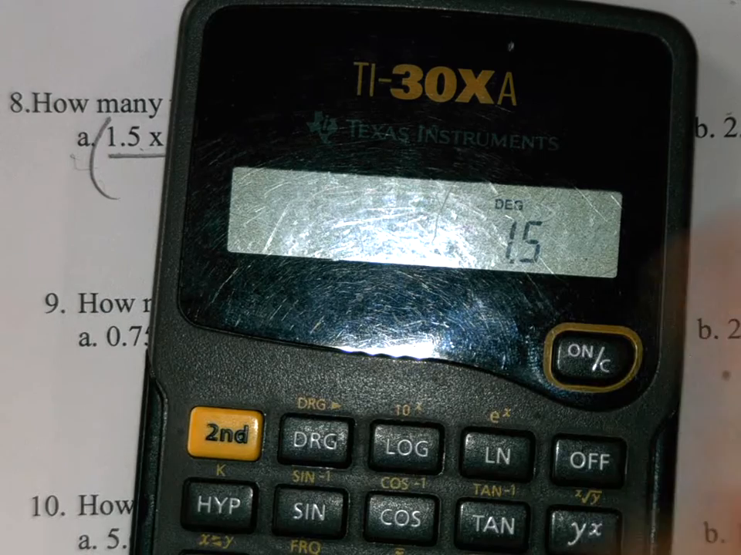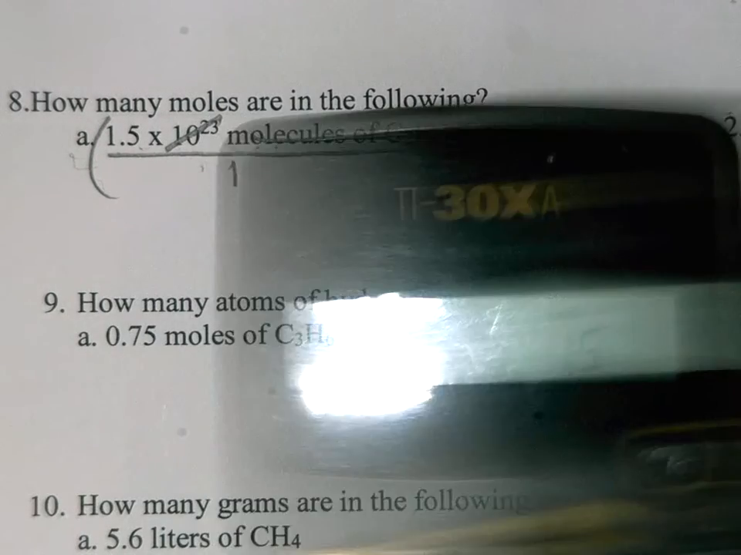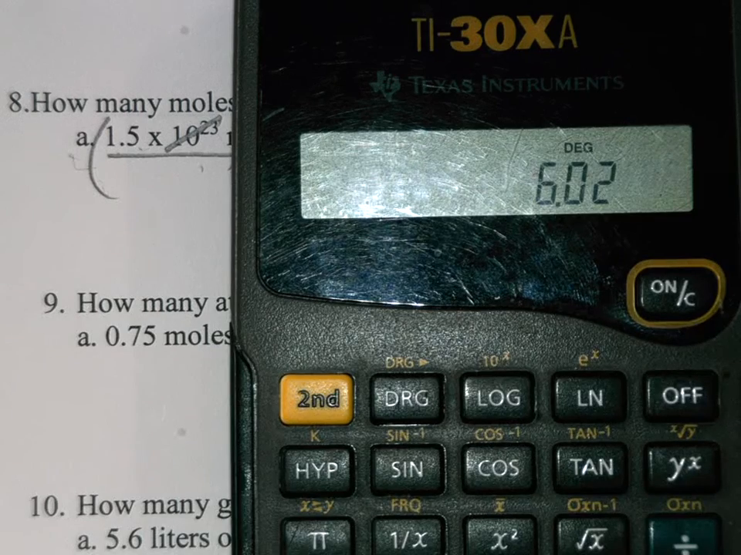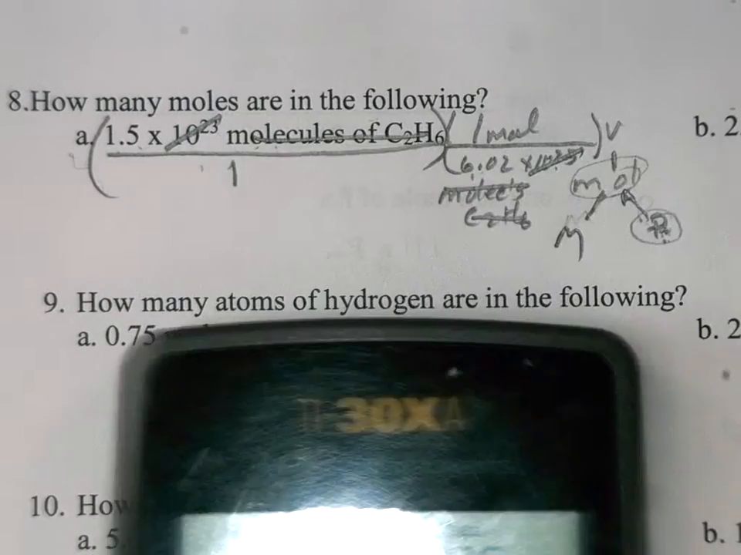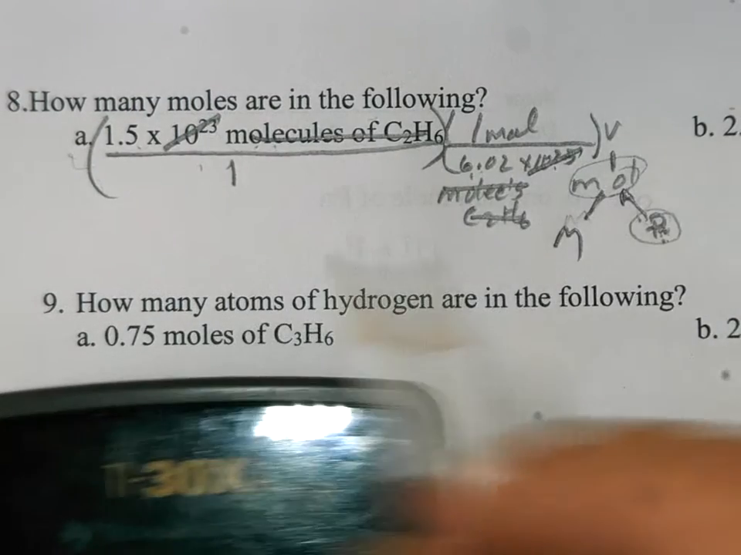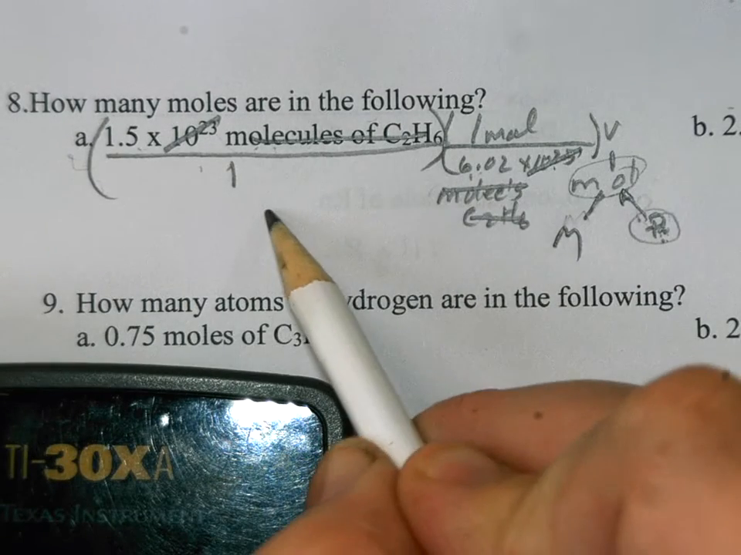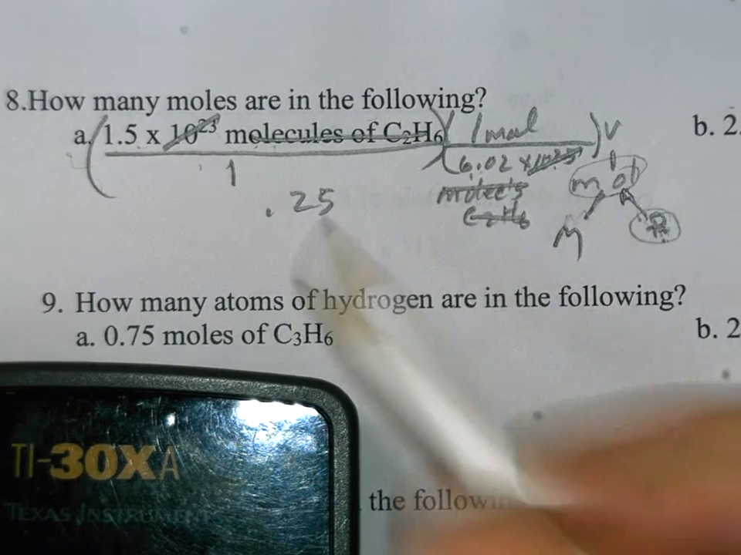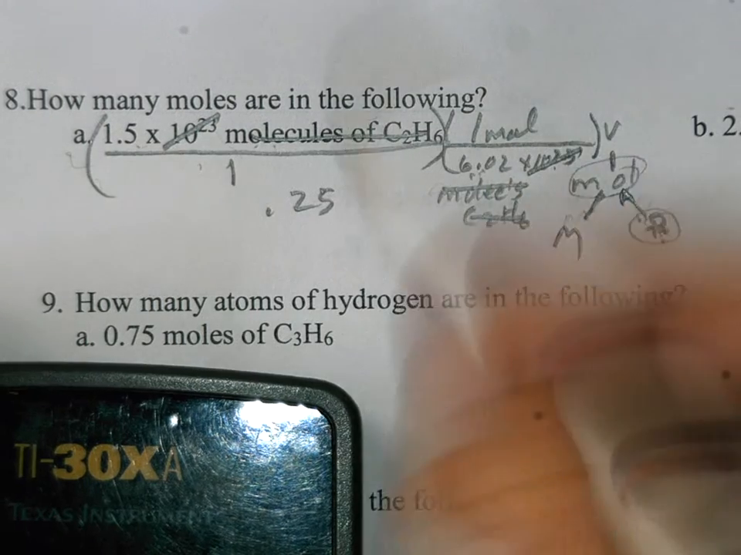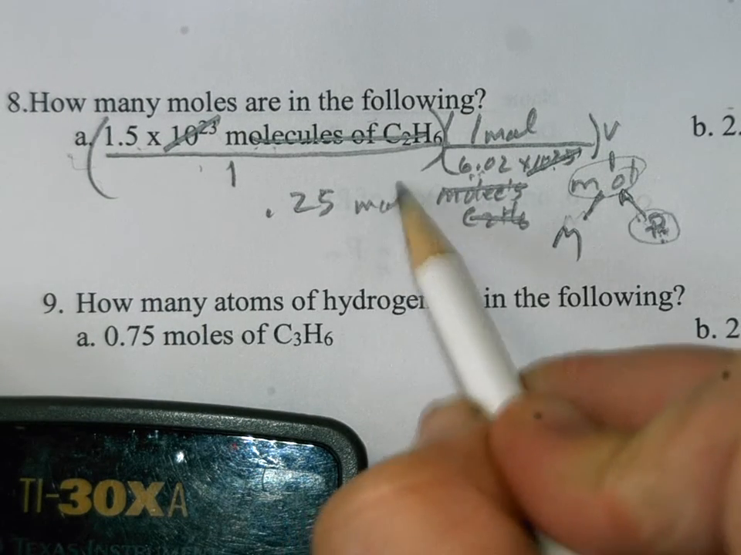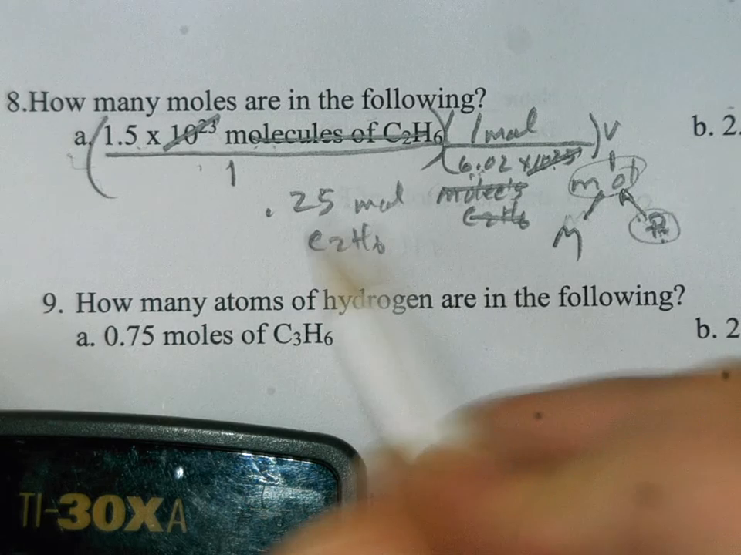Now, if you didn't cross off the powers of ten, that'd be 1.5 times 10 to the 23 divided by 6.02. And that's going to be, oh, wait a minute. It's going to be 0.25, not 4, because I'm dividing by Avogadro's number. Sorry, so 0.25, and that's going to be moles of C2H6. There we go.